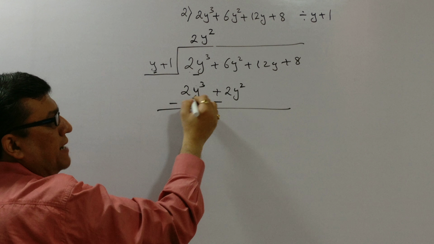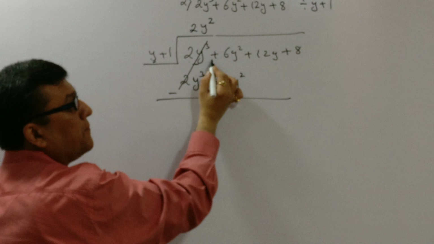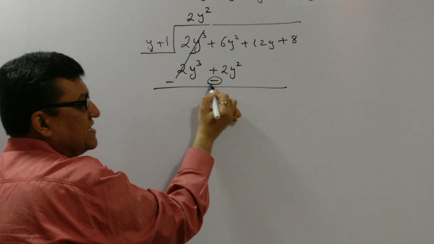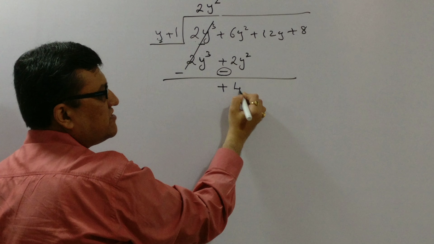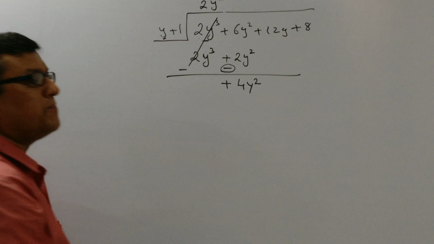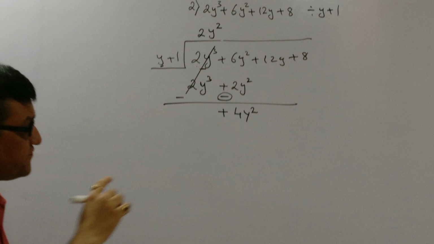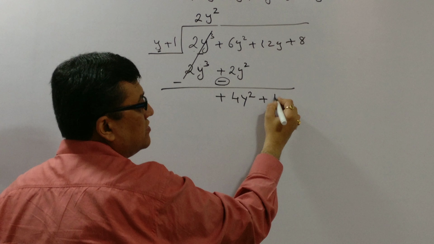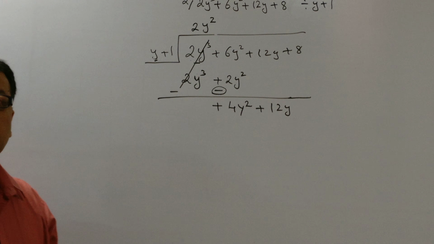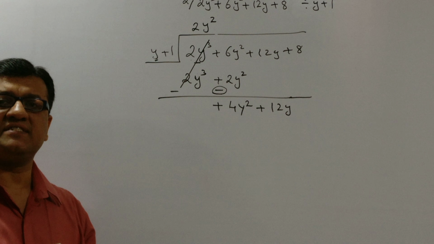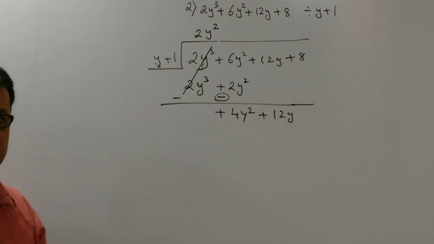Plus 2y cube minus 2y cube gets cancelled off. Plus 6y square, taking the new sign into account, minus 2y square is going to give me plus 4y square. Bring the other term down, plus 12y. Now it's a reiteration of the same steps and same concepts which you have done earlier as the very first one.